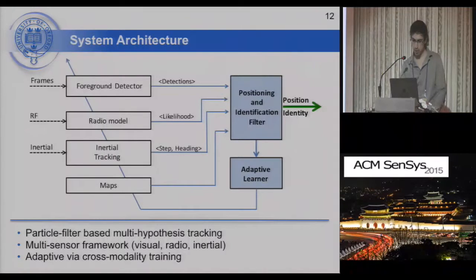Okay, so this picture shows a more detailed view of our system architecture. First, we have the input layer, where we use a foreground detector to detect moving people. In addition, we have measurements from radio and inertial sensors from multiple people. And now all this data goes as input to a particle filter-based multi-hypothesis tracking framework, which gives us people trajectories indexed by their device ID. Finally, we use the output of our system in order to learn its internal parameters. And this is important because this is what makes our system adaptable to changing conditions.